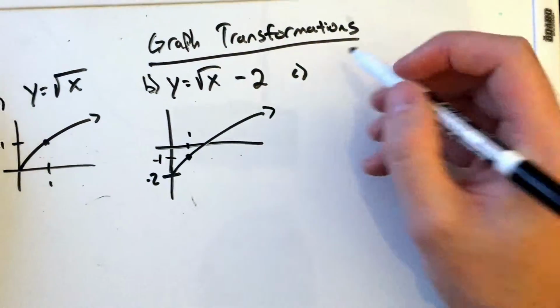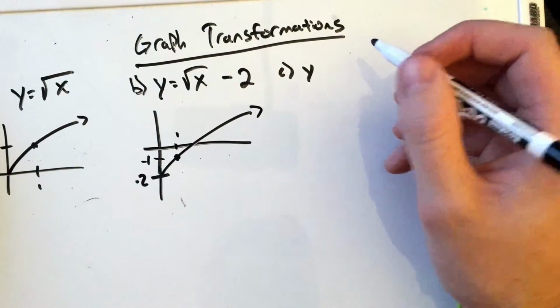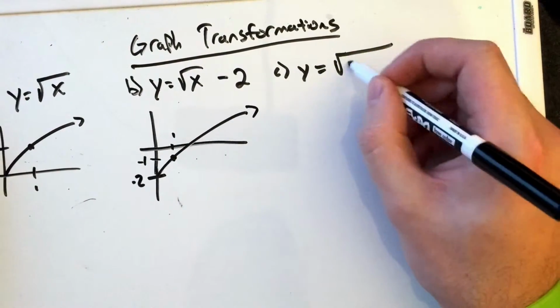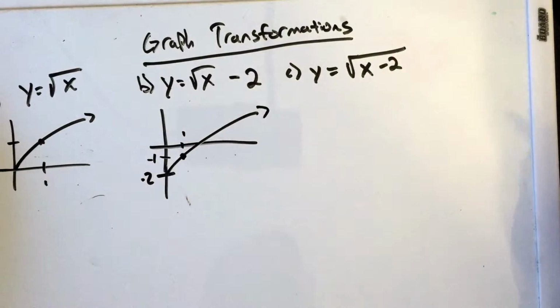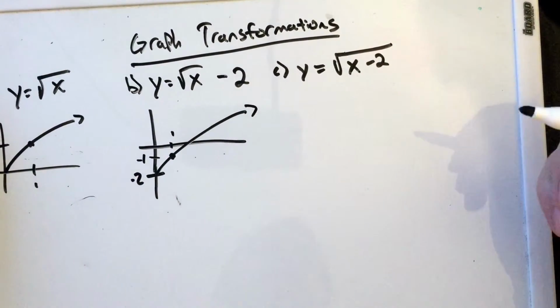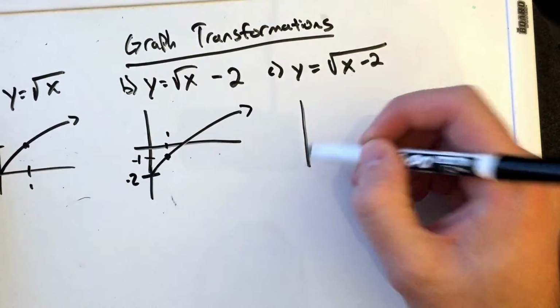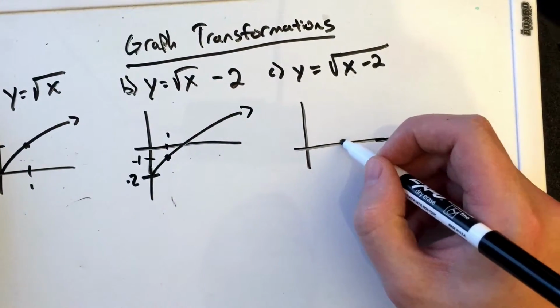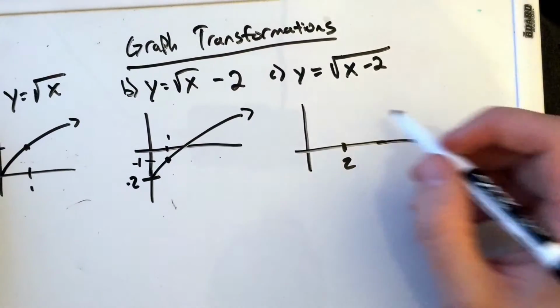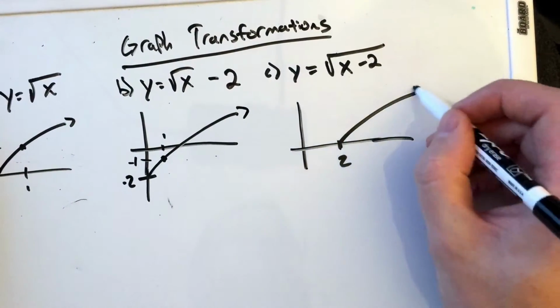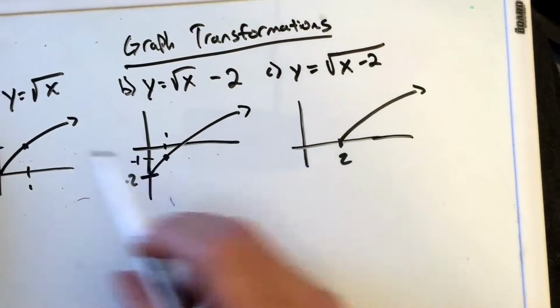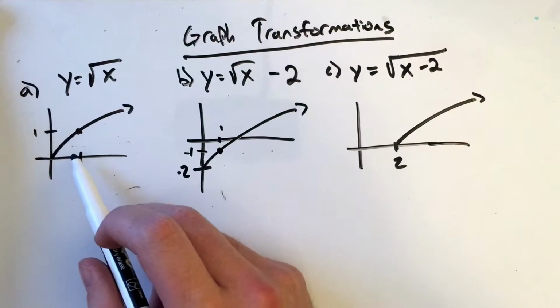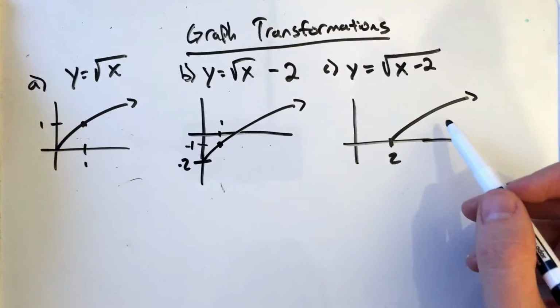This next one is going to have a minus 2 on the inside. So y equals the square root of x minus 2. And this is going to change the graph in a different way. What it's going to do from our original graph is that this graph is going to start at x equals 2. It's going to be the same shape as this one over here, same shape, but it's going to start at x equals 2.